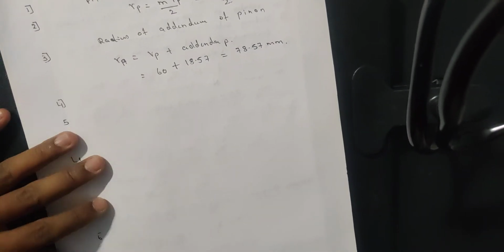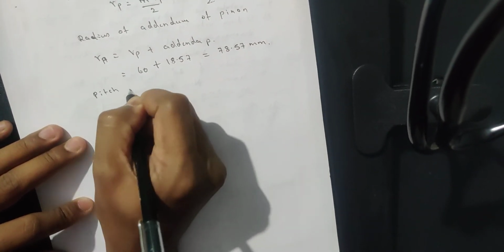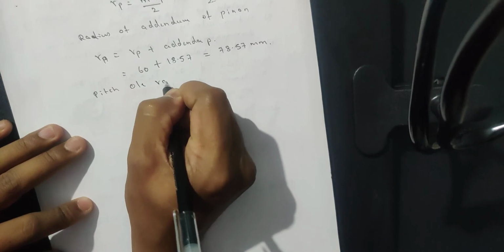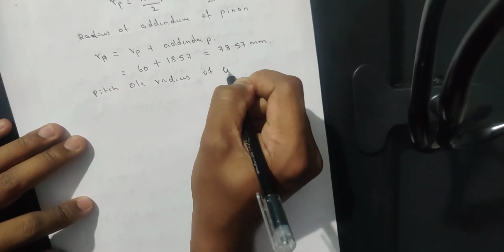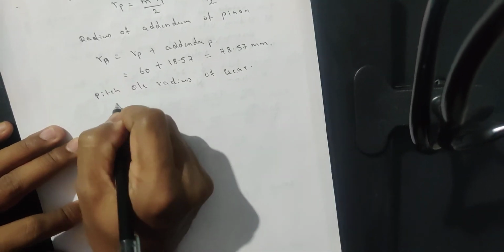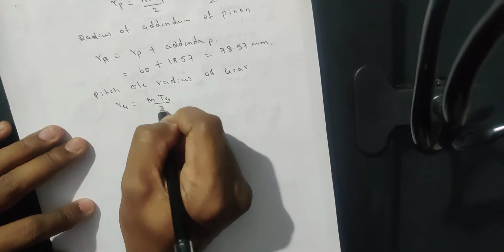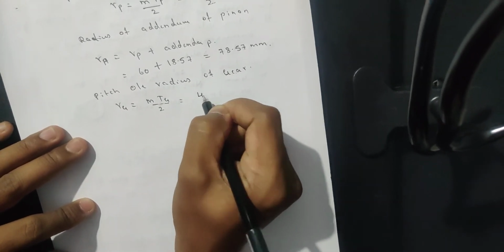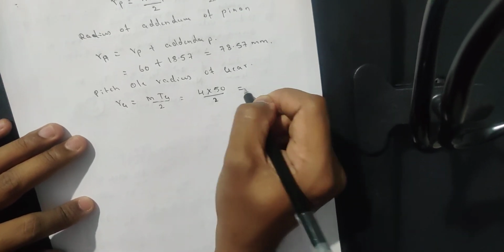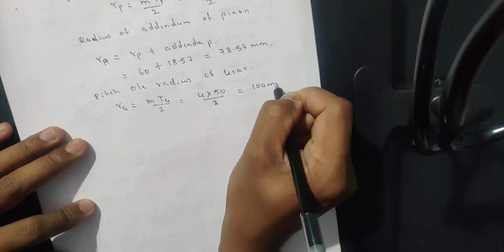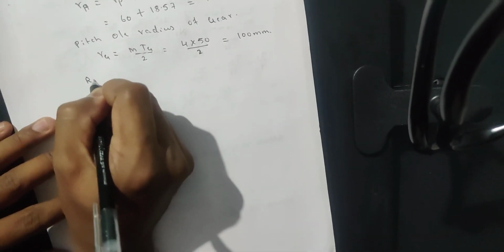Next, you have to follow the same for the gear also. So the pitch circle radius of the gear, which we write as Rg, is m into Tg divided by 2, so which will be 4 into 50 divided by 2, so this will be 100 mm.